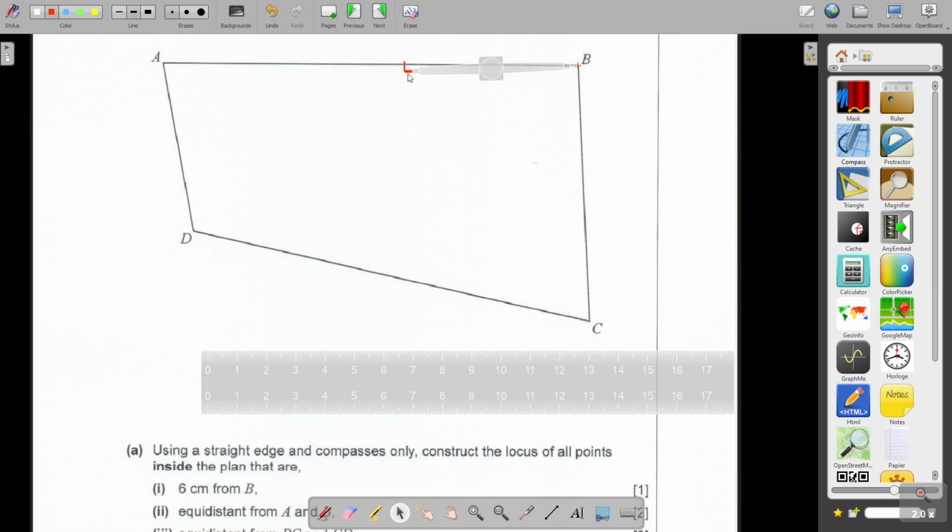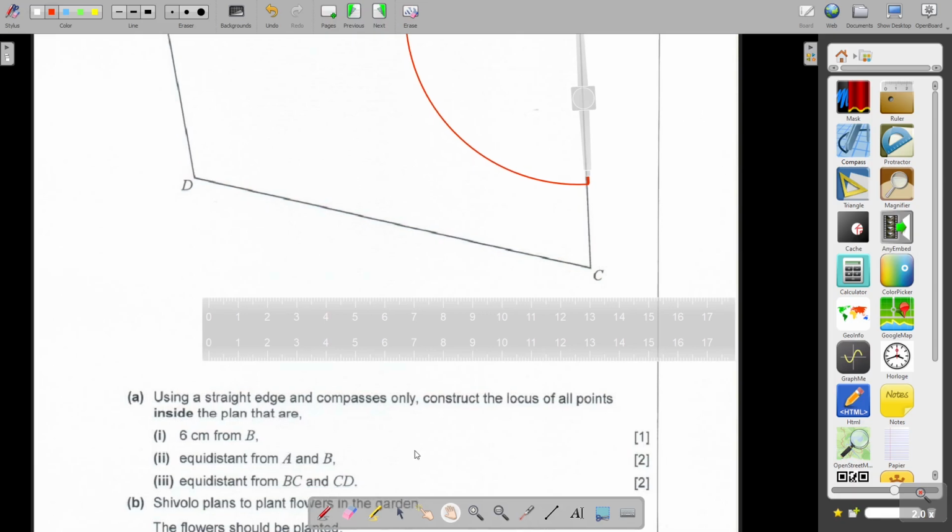I'm just going to continue. Let's just start again. Make sure you cut that line. There is my first one. Now, the second one, and let's just move it a little bit up so that you can see.